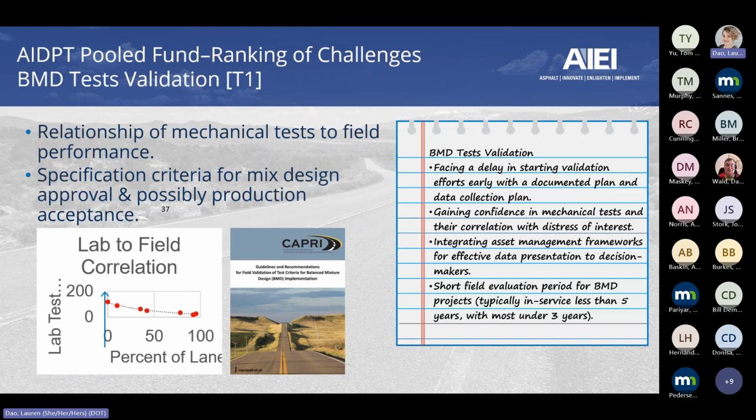Now, there is a very good document that came out of the CAPRI program that NCAT put together, which is a guideline and recommendations for field validation of test criteria of balanced mixture design. Because if you have a good, strong correlation between your BMD test and the field performance, then you can support your selection of the test criteria. You'll have the proper justification and support for what that criteria should be. Throughout that process, though, you need to keep in mind that you need to consider the variability as well.